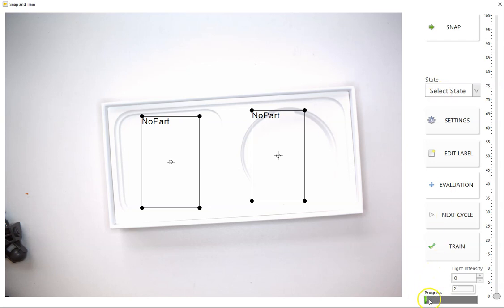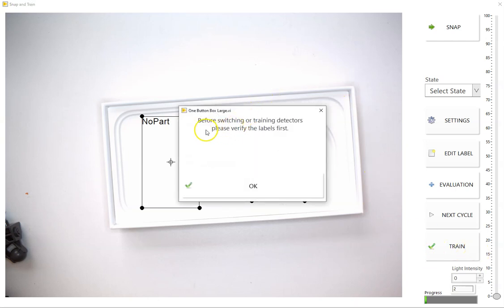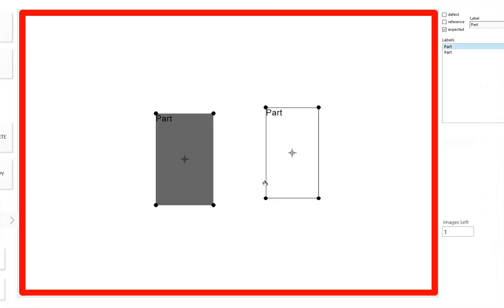You'll notice down below the progress went to green, even though I've only done 2 images, because when doing it in Express Training, all the program's looking for is that there is a part and no part state in each position. That's already been defined. So in this case there is. We're all set and ready to go, so we can just go ahead and train at this point. It's going to say for switching or training detectors, you want to verify your labels. So go ahead and hit OK.